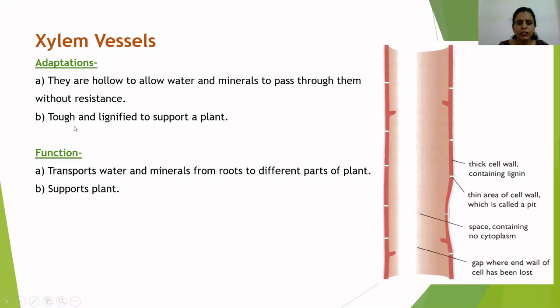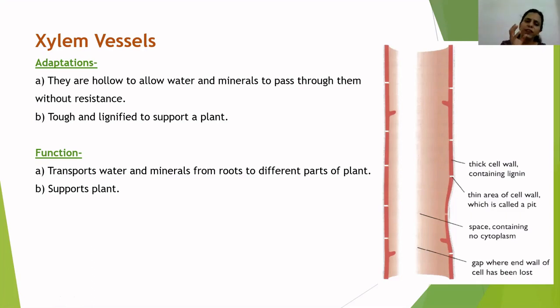Apart from this, the xylem vessels have tough and lignified walls to support the plant. That means the wall of xylem vessel has a very hard material deposited in it. This is a polysaccharide which is known as lignin. So this lignin is very hard, and as this xylem vessel is present in the root, in the stem, and in all the branches as well as in the midribs and veins of leaves also, it provides support to the plant.